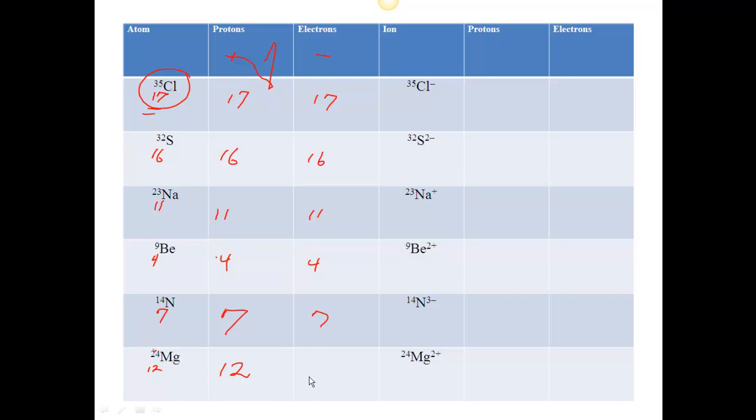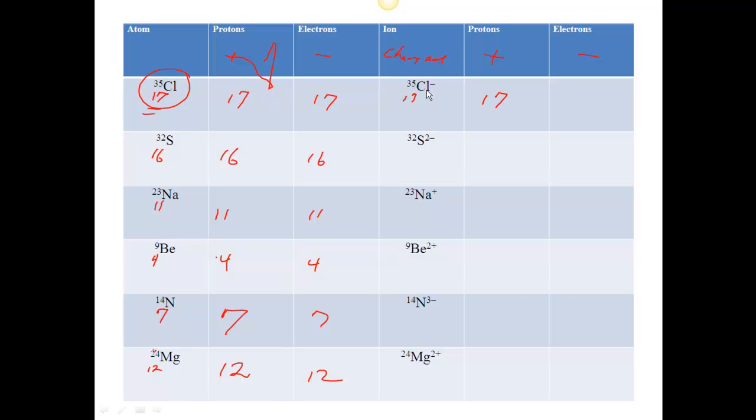Now over here on the right, what we're doing is we're creating ions. Now remember, an ion is something that is charged. So our protons and our electrons are not the same. But remember, your protons are always determined by your atomic number, no matter what. You can never, ever, ever mess with protons.